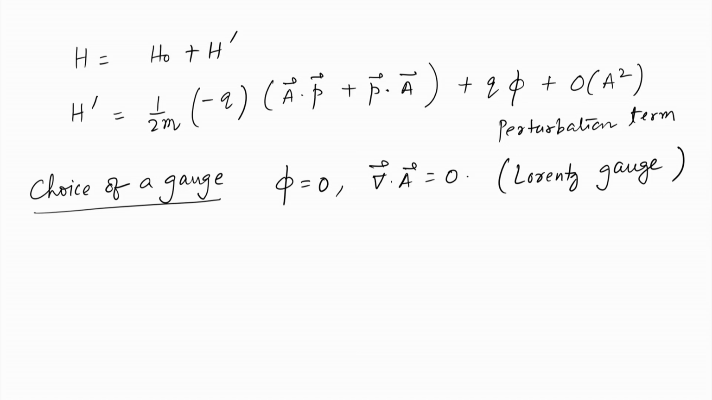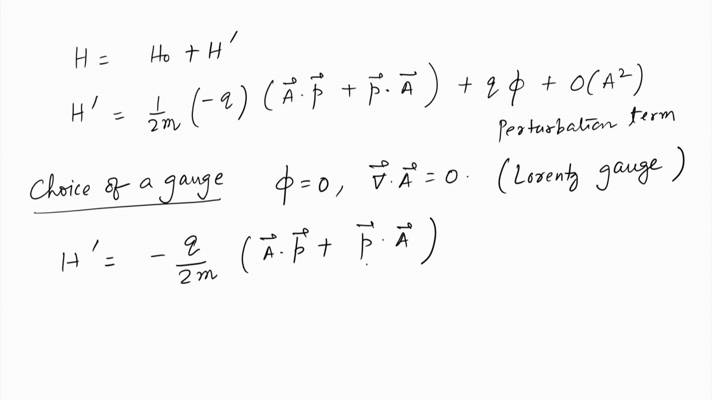So, if you use this gauge, the perturbation term particularly takes a simple form, that is H prime then becomes equal to minus q over 2m (A dot p plus p dot A), that is the perturbation.